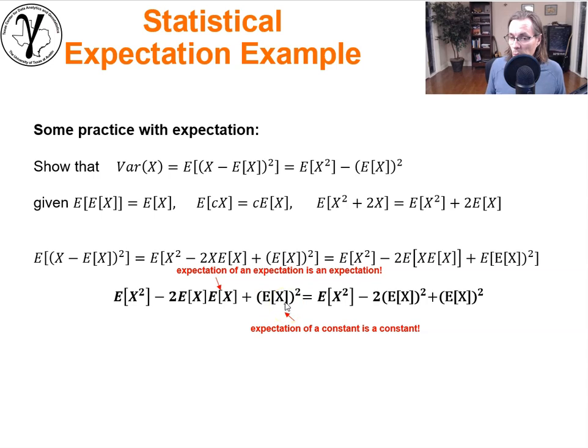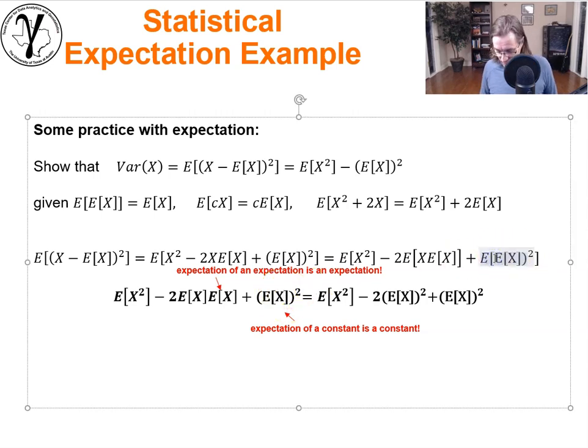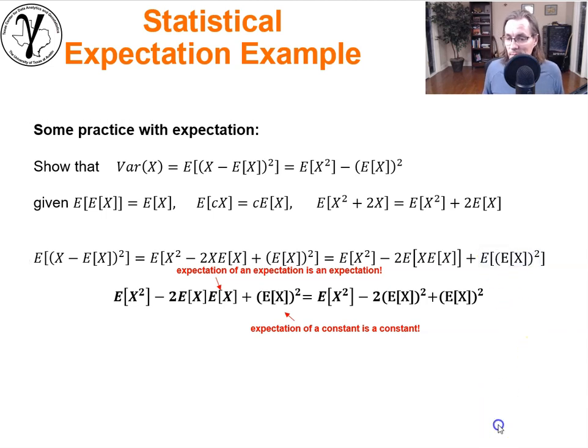Okay, so we're good to go. Now the next thing you can realize, and I realize I'm missing a bracket there, is that if you have the expectation of x times the expectation of x, that's simply equal to the square of the expectation of x. So we have the expectation of x squared minus 2 times the square of the expectation plus the square of the expectation.